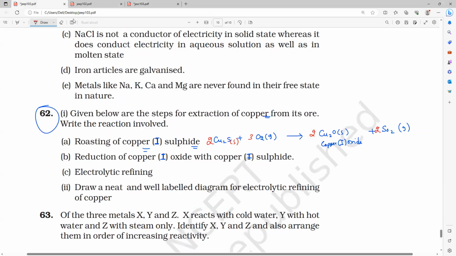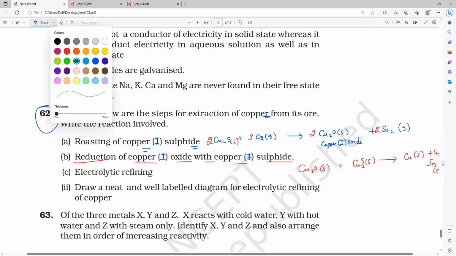Next, second question. What are they asking? Reduction of copper oxide with copper 1 sulfide. So we'll have Cu2O reacting with copper 1 sulfide, Cu2S. Both are in solid state, remember? So it undergoes reduction. So we'll get copper plus SO2 gas. So all of you balance this. This is SO2 gas, guys. So balance the equation. You have to wait for the balancing.